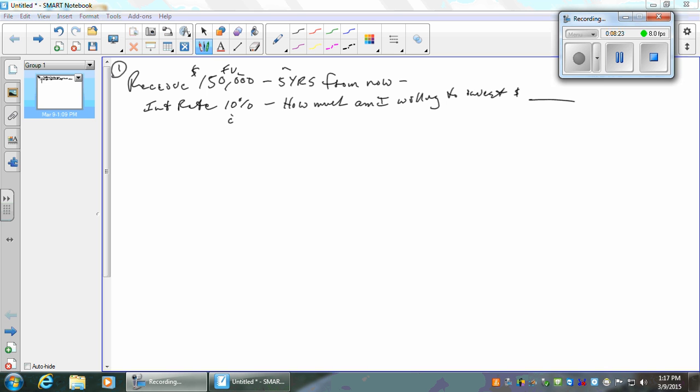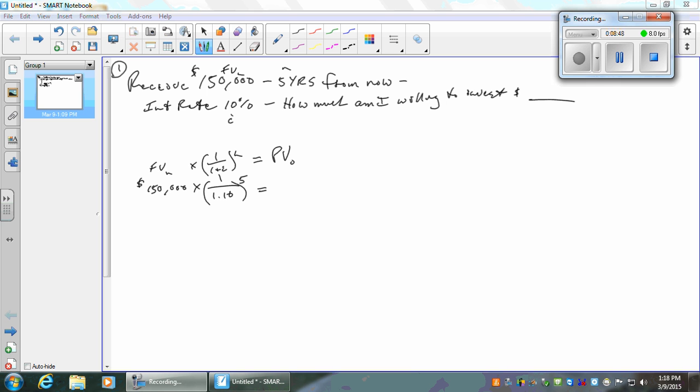I'm going to take my future value, 5 periods from now, 150,000, and take it times what? 1 over 1 plus the interest rate raised to the number of periods. So that's 1 over 1.10, is that right? Raised to the fifth. And you can go look it up on the table if you want.